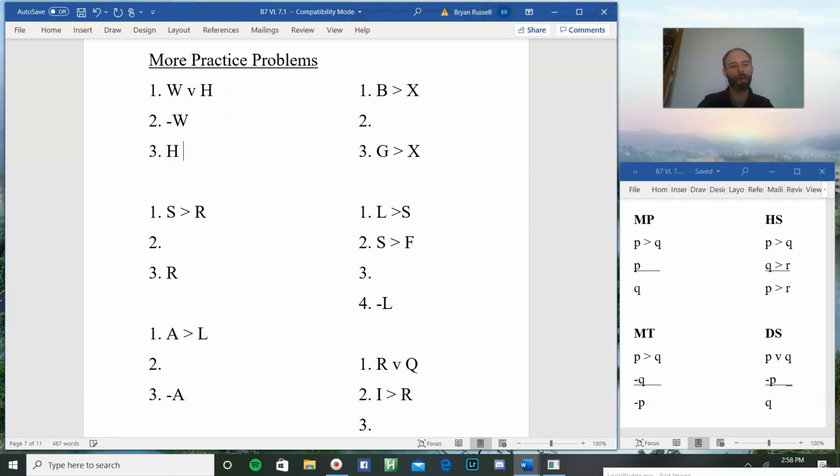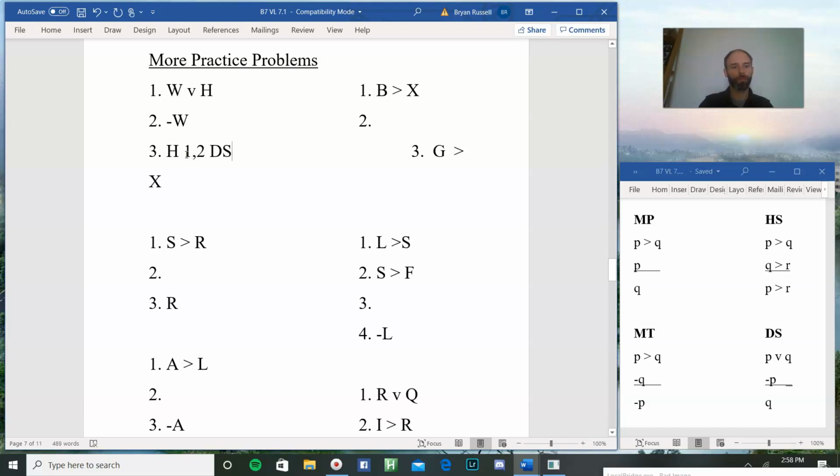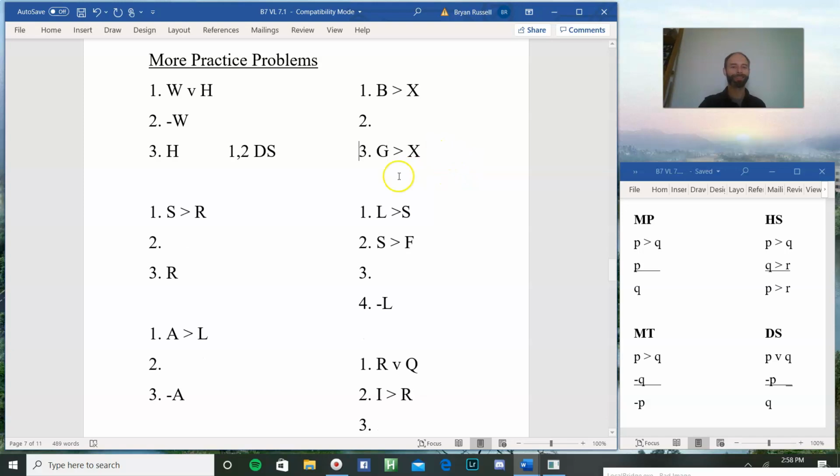So how did we do that? We did 1, 2, disjunctive syllogism. Sorry for the weird formatting.